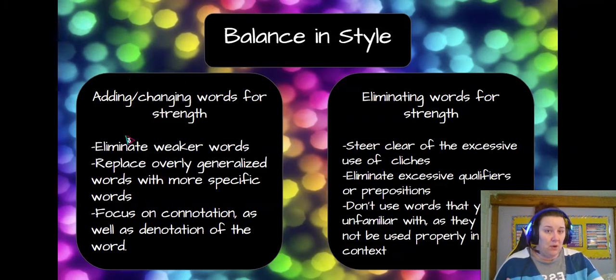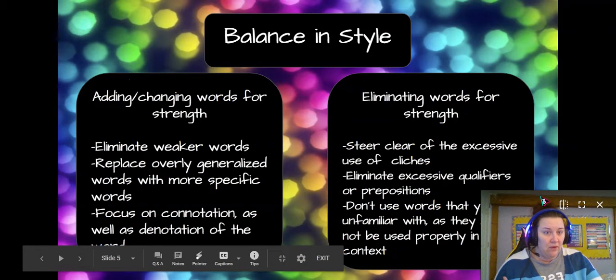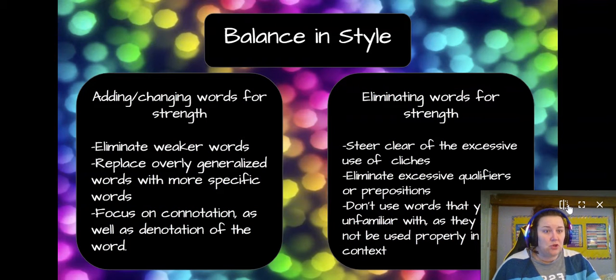Sometimes you need to eliminate words for strength. Let me move myself. Oh, it won't let me move myself today. I'm sorry. So sometimes you want to eliminate words.